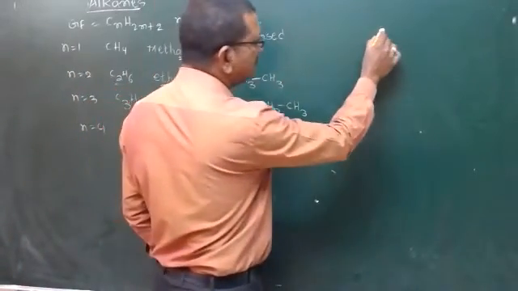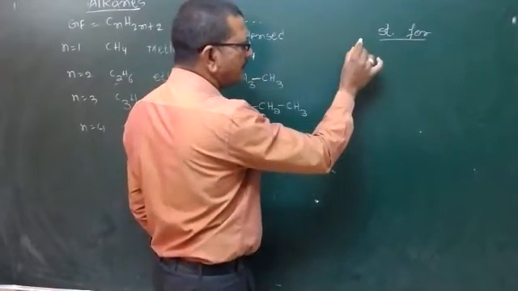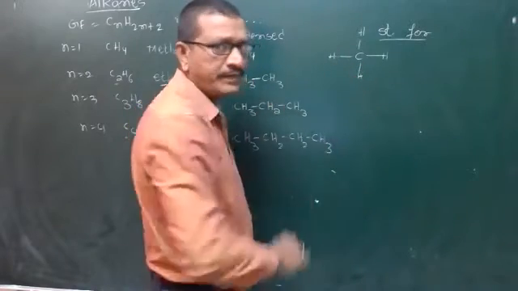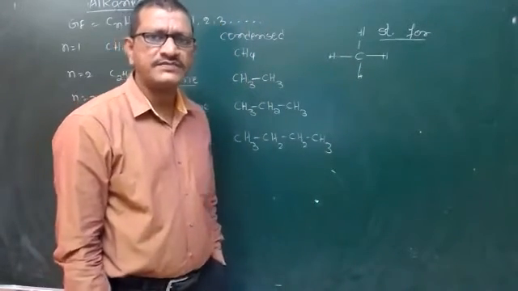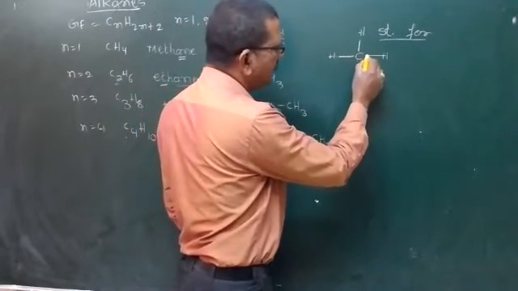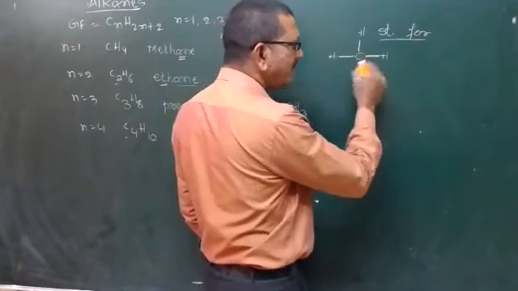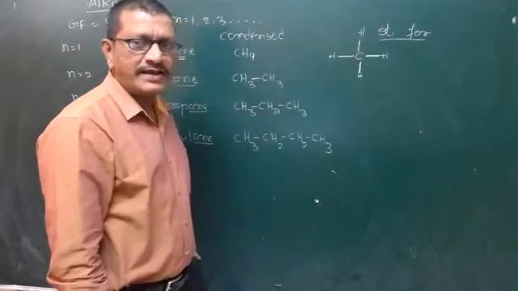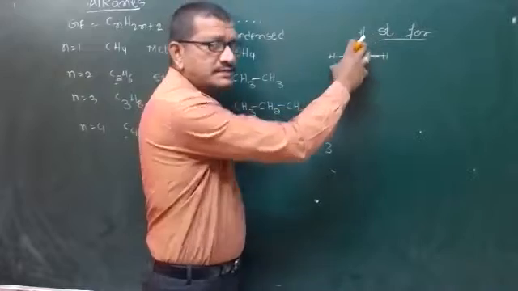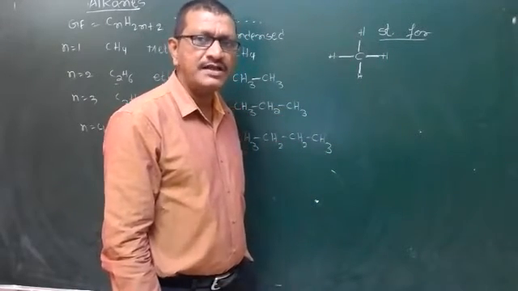Then if you write the structural formula of these molecules, that means carbon is surrounded by how many hydrogens? 4 hydrogens. Carbon can form 4 bonds with 4 hydrogen atoms, but all hydrogens give single bonds only. That's why the tetravalency of this carbon is satisfied by 4 hydrogen atoms. From this we can understand one point: hydrogen always gives a single bond only.